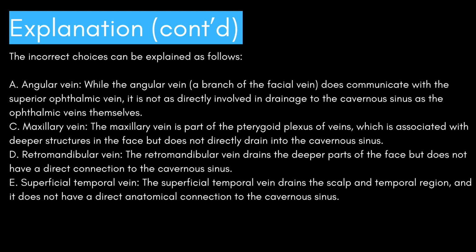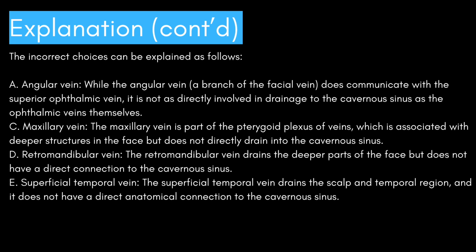A. Angular vein. While the angular vein, a branch of the facial vein, does communicate with the superior ophthalmic vein, it is not as directly involved in drainage to the cavernous sinus as the ophthalmic veins themselves. C. Maxillary vein. The maxillary vein is part of the pterygoid plexus of veins, which is associated with deeper structures in the face, but does not directly drain into the cavernous sinus.